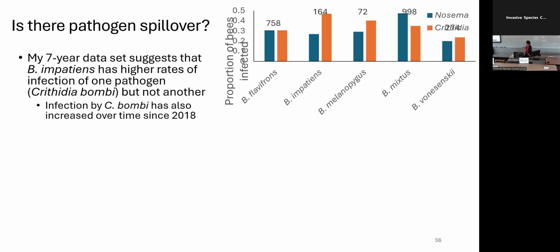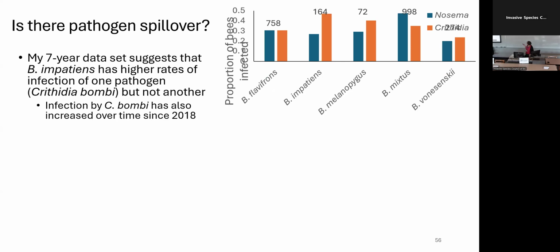What about pathogens? So I've been monitoring bumblebees in the Fraser Valley for the last 7 years because why not? And my data suggests that Bombus impatiens here has higher infection.